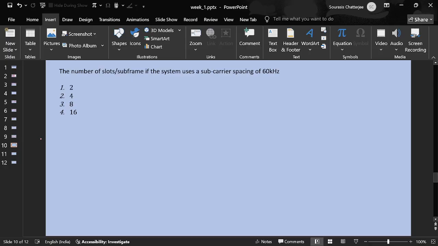So with the next thing, the number of slots per subframe, if the system uses a subcarrier spacing of 60 kilohertz. I guess the slot and subframe are not covered in the first week's lecture, right? Yes, it's not covered. Okay, it's a good point to introduce it. So in 5G NR, one subframe has multiple time slots.